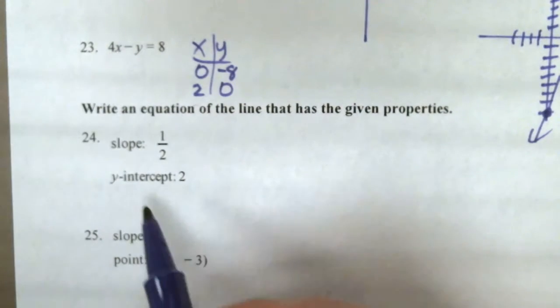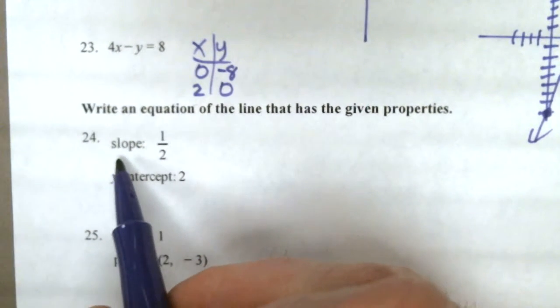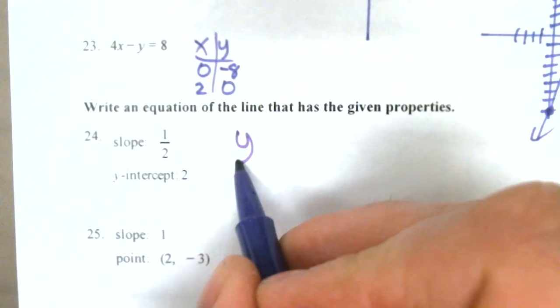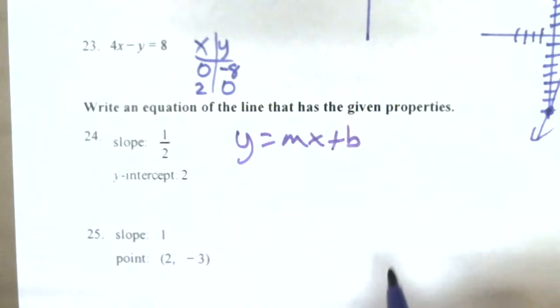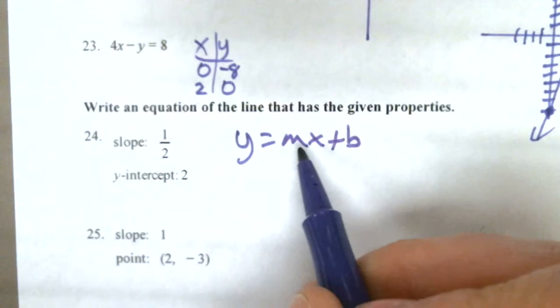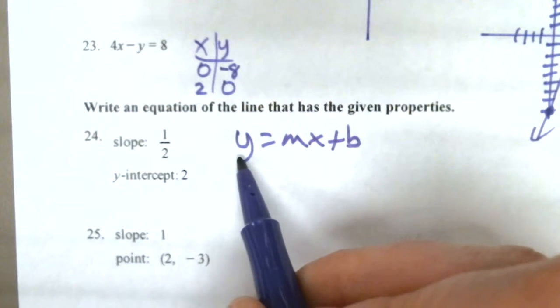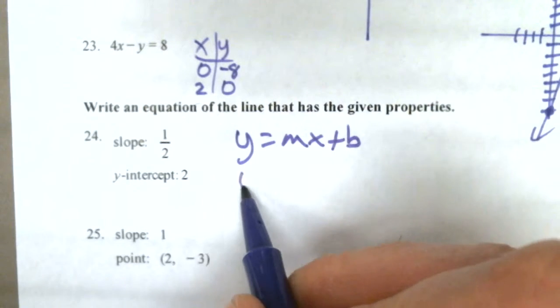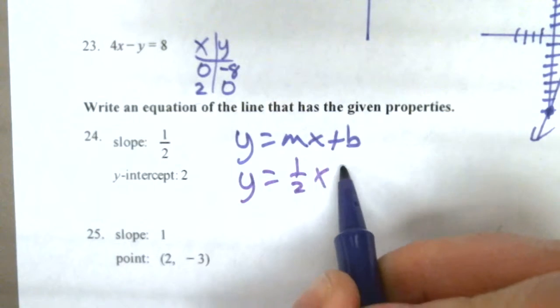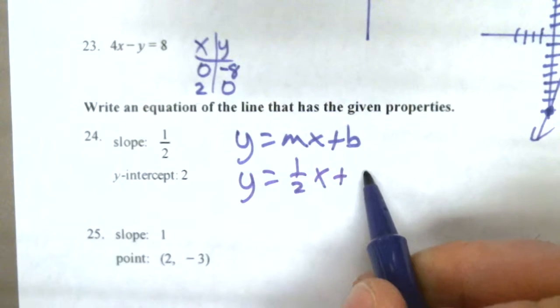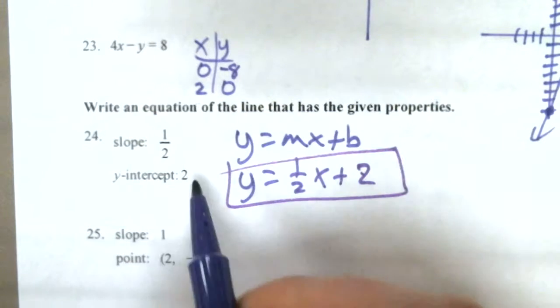Question 24, we're supposed to find an equation with a slope of 1/2 and a y-intercept of 2. We know that m in the equation, y equals mx plus b, is the slope, so substituting in for the slope and the y-intercept, I get y equals 1/2 x plus 2.